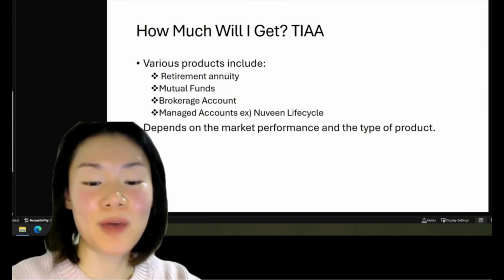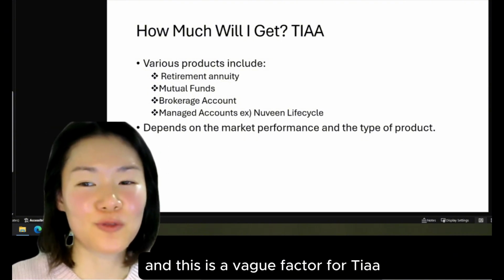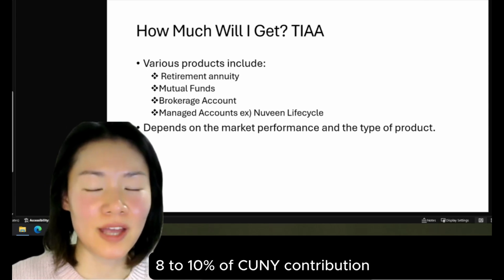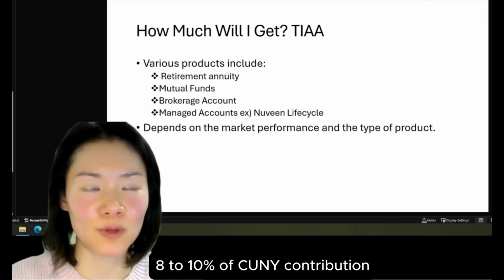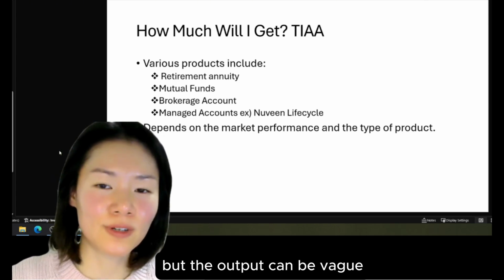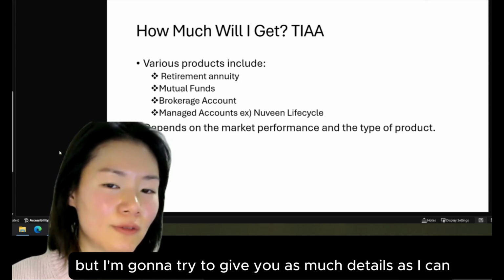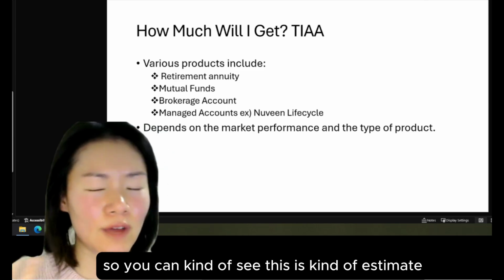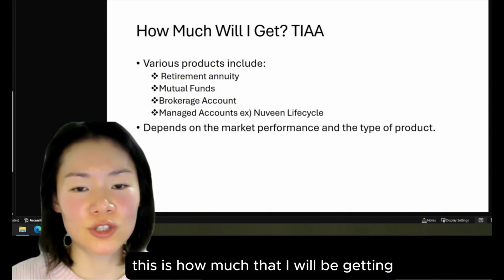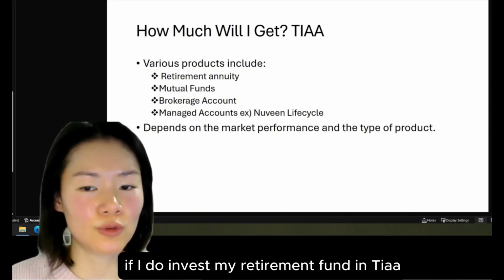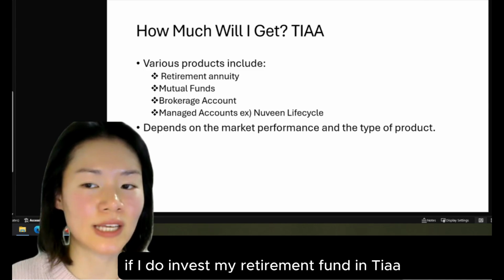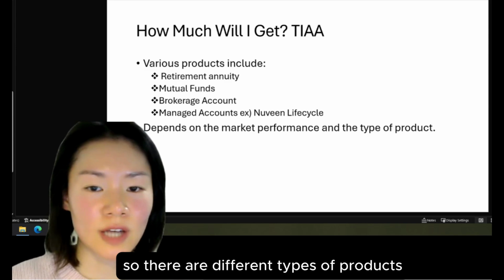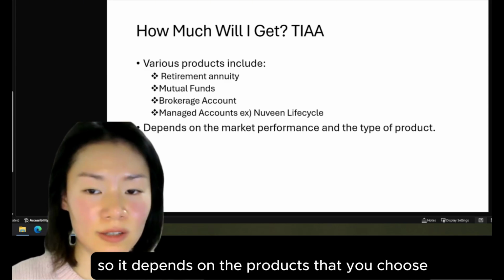So now moving on to TIAA, the other plan. The answer is, it depends, and this is a vague factor for TIAA. For TIAA, the input was very, very specific, 8 to 10% CUNY contribution, but the output can be vague. But I'm going to try to give you as much detail as I can, so you can see this is an estimate of how much I will be getting if I do invest my retirement fund in TIAA. There are different types of products, so it depends on the products that you choose.